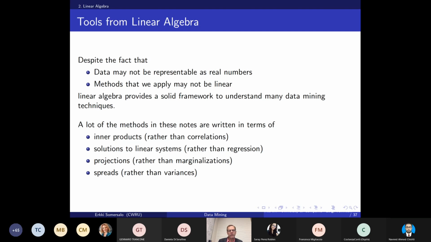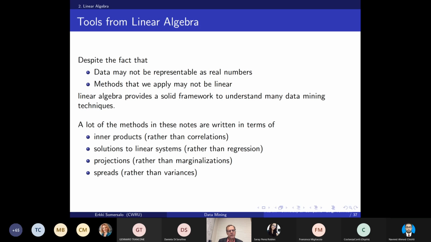We are not talking about regression in this course. We are talking about solutions to linear systems. So linear regression is basically another way of saying that you are solving a, let's say, least squares problem, for instance. So we are looking at solutions to linear systems rather than regression. Although there is a clear connection, as I mentioned.